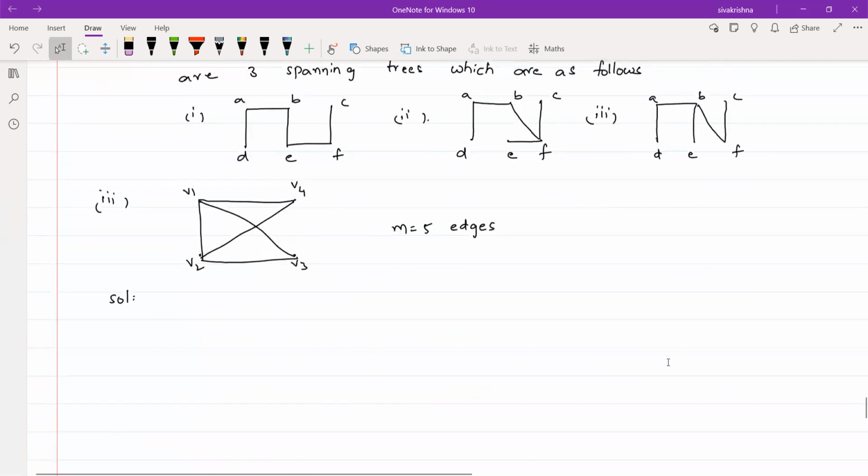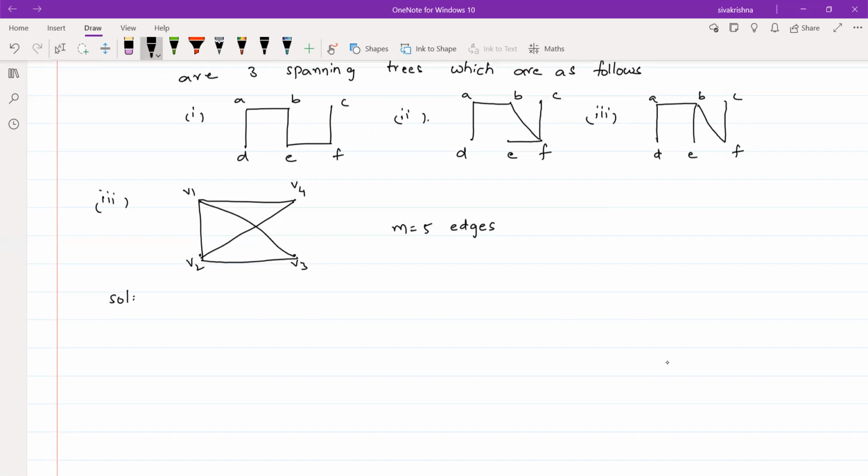Coming to the next problem, here also we have to find all the spanning trees for the given graph. In this graph we have a total of 4 vertices and 5 edges, and the required spanning tree should also contain 4 vertices and 4 minus 1, that is 3 edges. Coming to the solution.